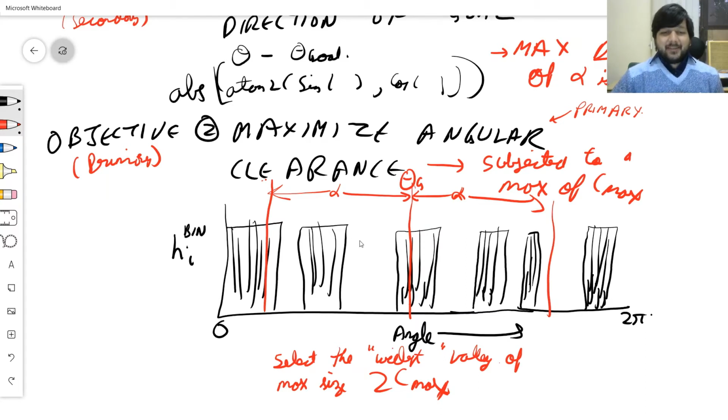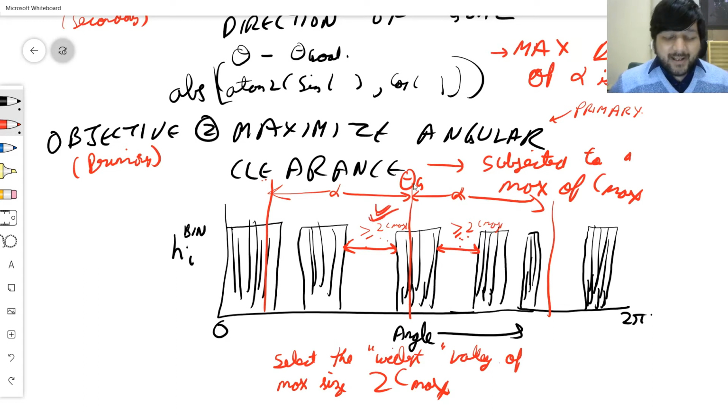And I'm stuck with this thing and this thing over here. And if this is greater than 2 Cmax and this is greater than 2 Cmax, then I virtually have no choice between these two. So both of these are equally wide. Then I apply my primary criterion. This is closer to theta g as compared to this, so I'll select this one. So based on the primary criterion, there was a tiebreaker between these two because both had a clearance of more than 2 Cmax, and I used the primary criterion, which is which one is closer to the goal. This one is closer to the goal, so I selected this one.